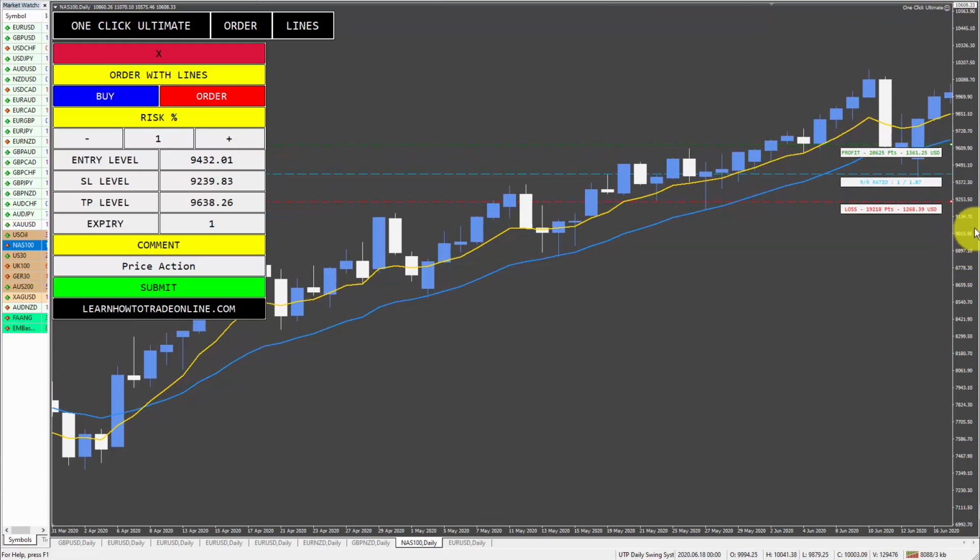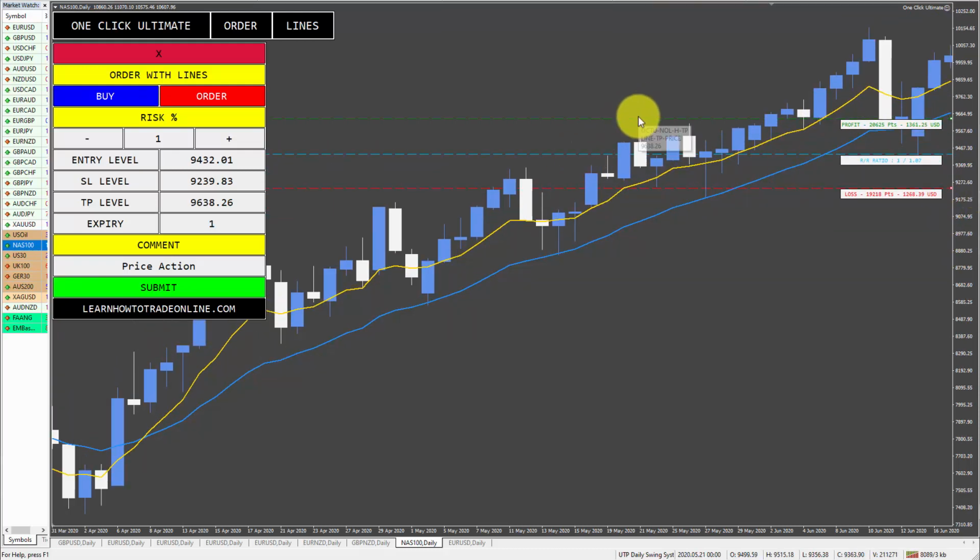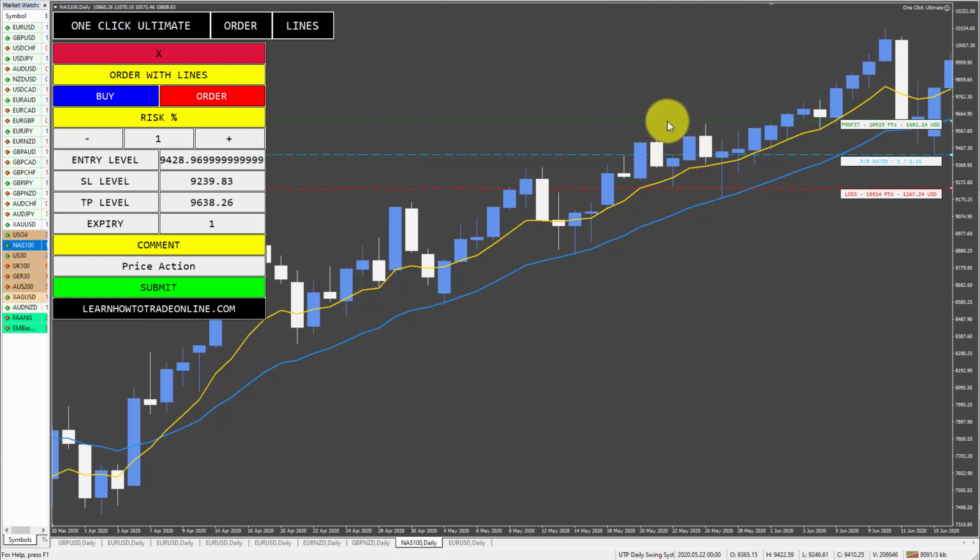Okay, let's just zoom in again. Get the entry in the right place. Get the take profit in the right place. Now you can see here that a 1-to-1 reward to risk isn't quite going to get hit. So you've won your first two trades. Your next one here is going to be a loser.